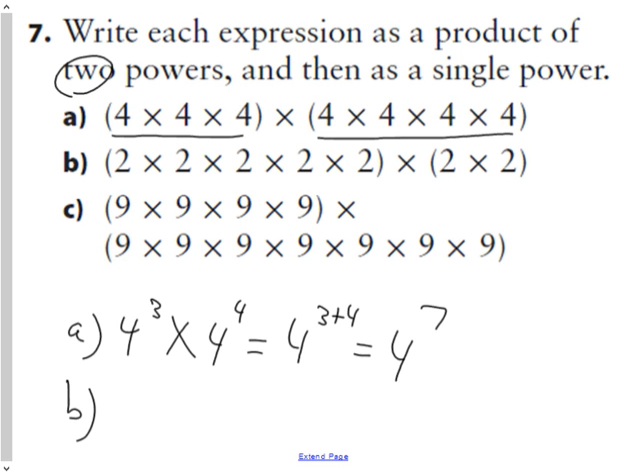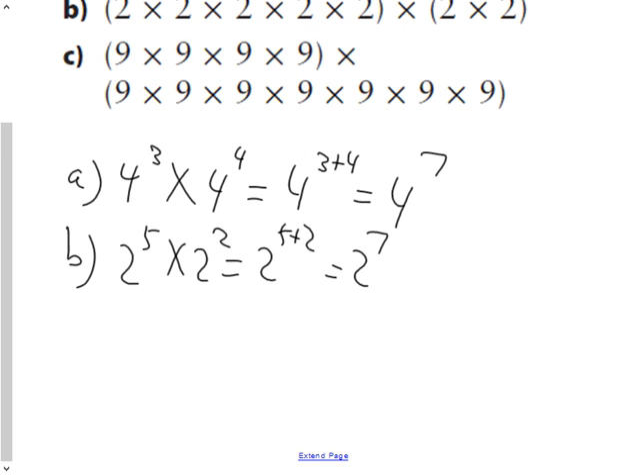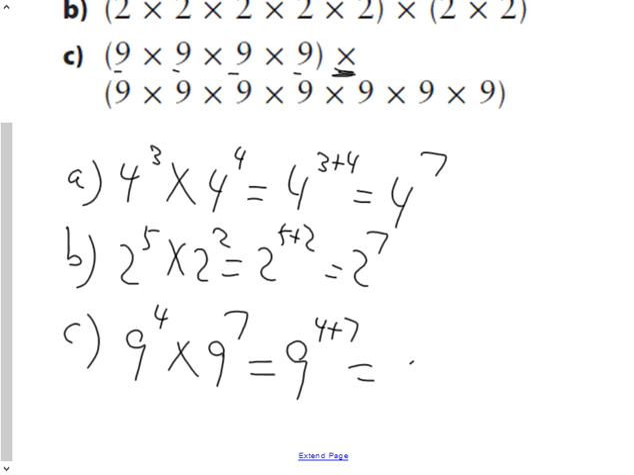B, you have 2 to the exponent of 5 multiplied by 2 to the exponent of 2. Keep your base and add your exponents. You get 2 to the exponent of 7. And finally, C, you have 1, 2, 3, 4, 4 nines. So you have 9 to the exponent of 4 being multiplied by 9 to the exponent of 7. Keep your base and add your exponents. You get 9 to the exponent of 11.